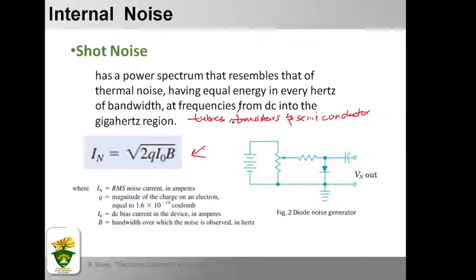So IN equals the square root of 2QIO times B, where IN is the RMS noise current in amperes, Q is the magnitude of charge on an electron, which is equal to 1.6 times 10 to the power of negative 19 coulomb, IO is the DC bias current in the device in amperes, and B is the bandwidth over which the noise is observed in hertz.